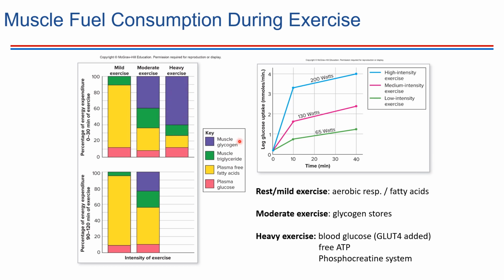But you can see under heavy exercise, we'll be using that muscle glycogen. In moderate exercises, we're still using that, but not quite as much. We're going to be adding a little bit more of the triglycerides and some of the fatty acids in here. And as we get into mild exercise, which we're using mostly aerobic activity, we're going to be using a lot more of those fatty acids and the triglycerides.